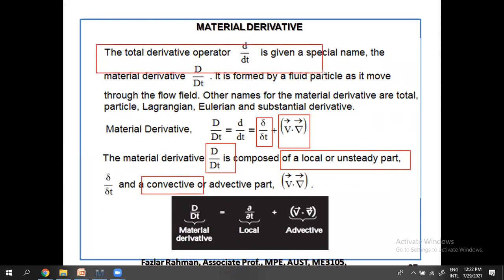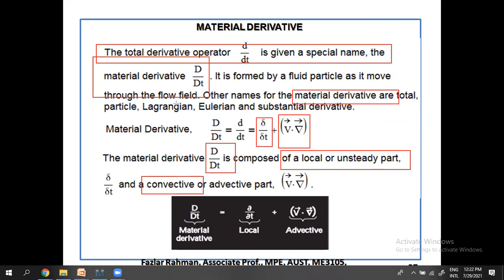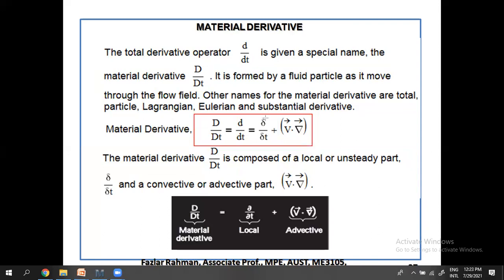The total operator d by dt is sometimes given a special name, the material derivative. It is formed by a fluid particle as it moves through the flow field. Other names of the material derivative are total derivative, Lagrangian derivative, Eulerian derivative, and sometimes it is called the substantial derivative. And the material derivative equals this one, and it has two parts.